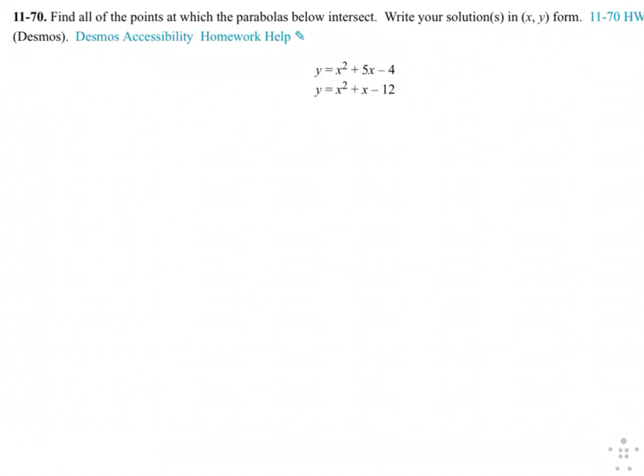Okay, we have a system of quadratics. So they're two parabolas, and they open up, right? They're asking where they intersect. So we could use equal value methods.